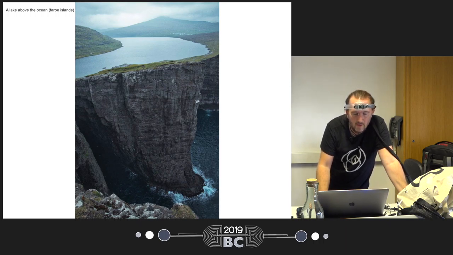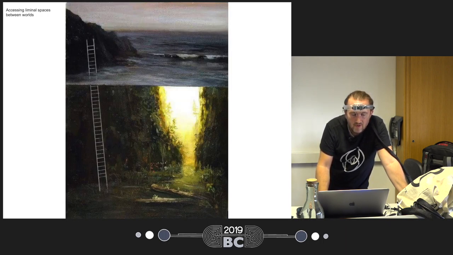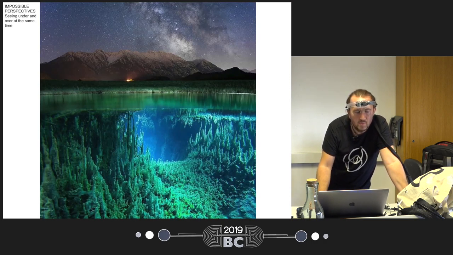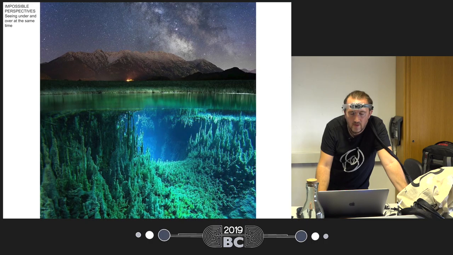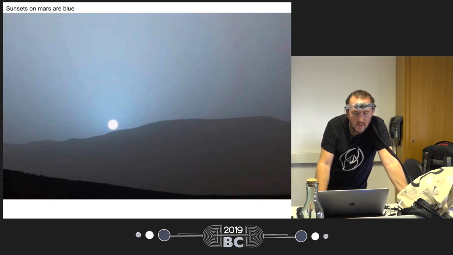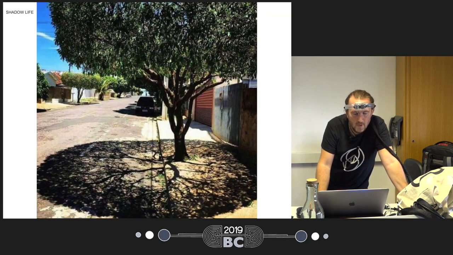This is a lake above an ocean. I'm interested in accessing liminal spaces between worlds, impossible perspectives, seeing under and over at the same time, playing with perspective to generate these multiple points of view. Sunsets on Mars are blue.